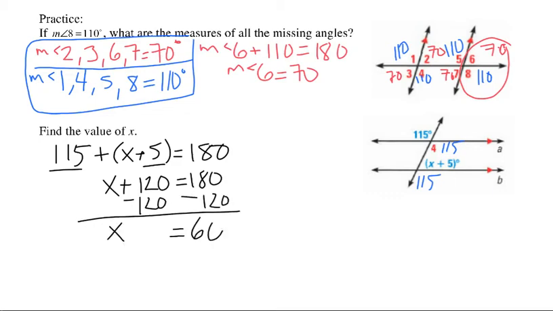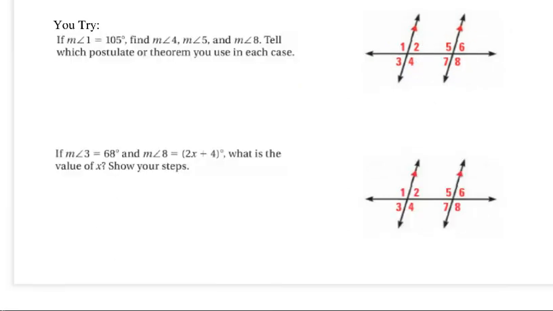All right, so the very first one, if we know that angle 1 is 105 degrees, then we know that angle 4, angle 5, and angle 8 will also be 105 degrees. For the angle 4, we know that angle 4 is 105 degrees because it is a vertical angle with our angle 1. And we know that vertical angles tell us that they're congruent.